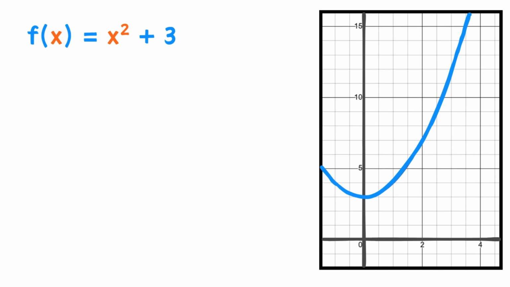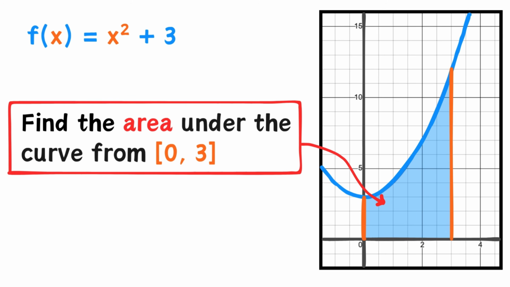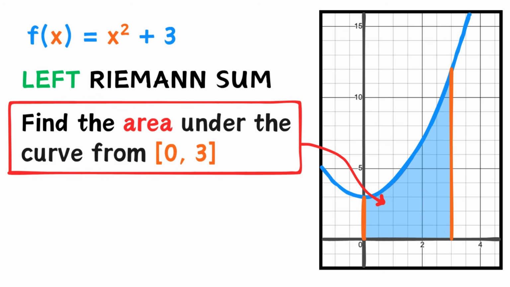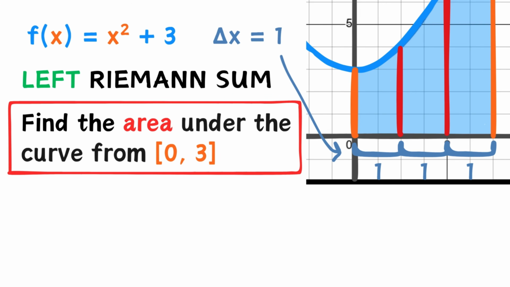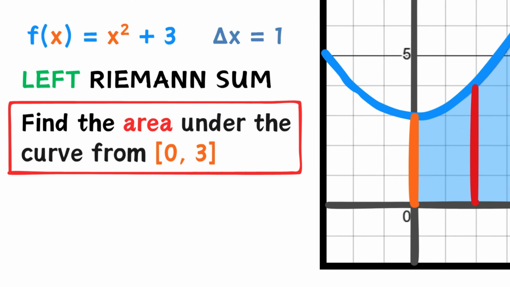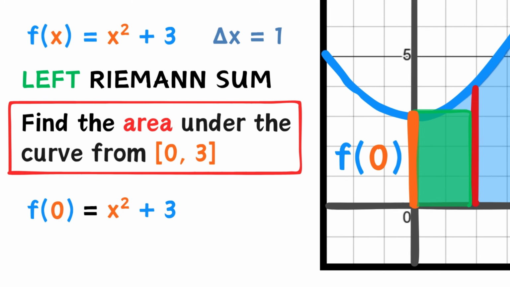Here, we have the function x squared plus 3. Let's try to find the area under the curve from x equals 0 to x equals 3 using a left Riemann sum. And for the sake of calculation, let's divide this into 3 equal subdivisions. This tells us that each subdivision will have a width of 1. Okay, so we're looking for the left Riemann sum, which means we'll be using the left side as the heights of our rectangles. This means our first rectangle will have a height of the function value at 0. That's 0 squared plus 3, which is 3.